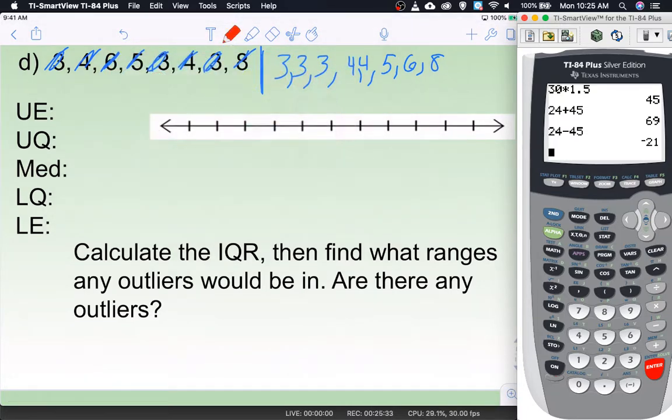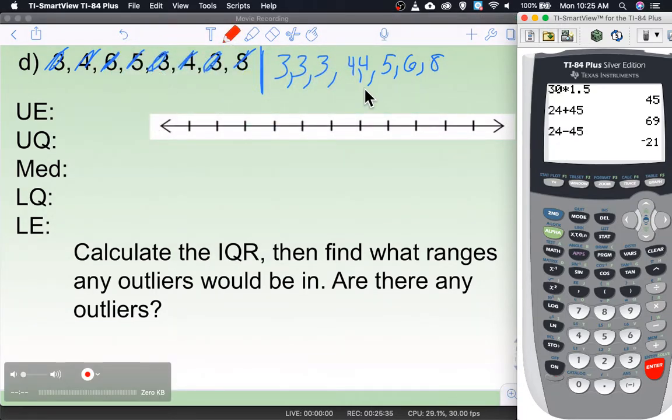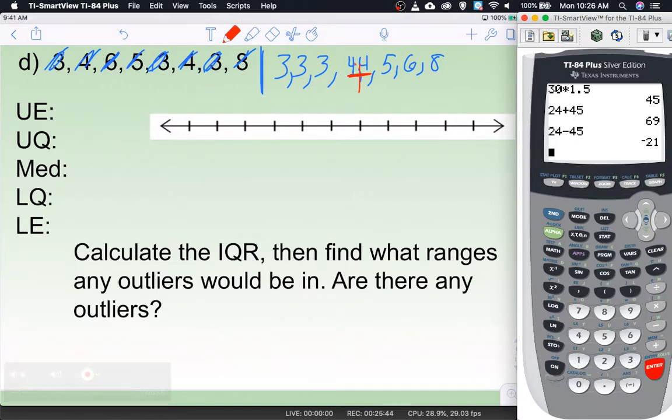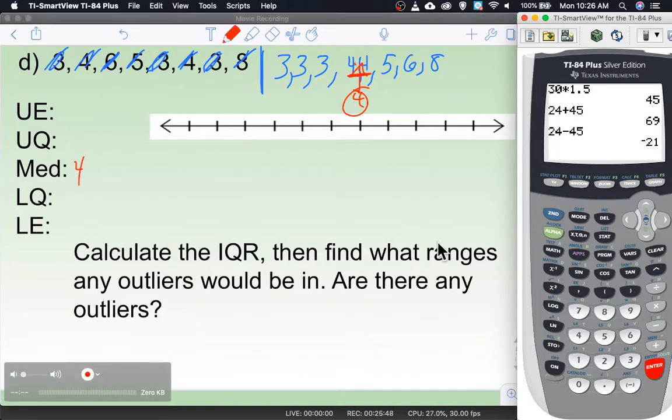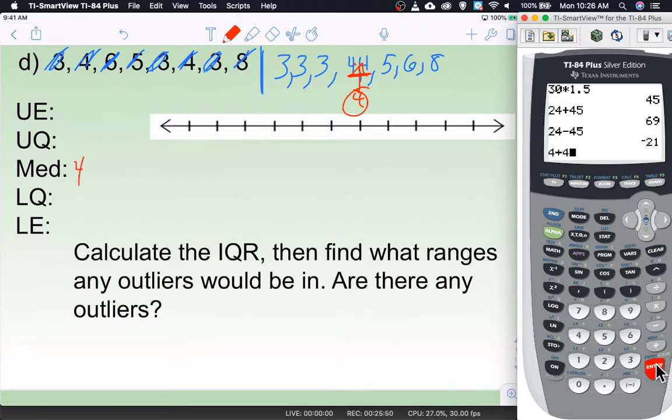So my median, there's going to be 2 numbers in the middle. Both of these 4s are in the middle. So my median would be the number halfway between them, which is 4. I would add it up: 4 plus 4 divided by 2 is still 4.